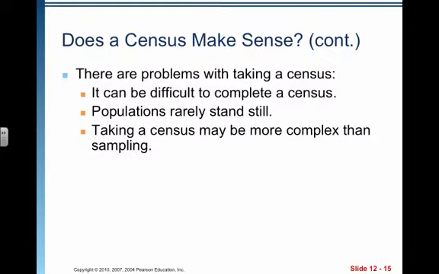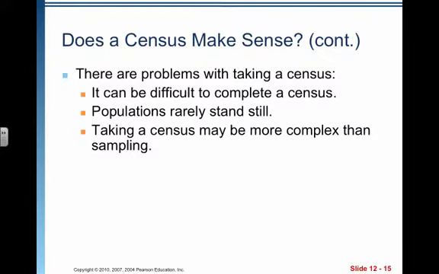Populations rarely stand still. For humans, there are always people being born, people dying, people who age out of age categories. It's just really hard to get everybody in a population and measure whatever it is you want to measure and not have anybody enter or exit the population. And it can just be more complex than sampling.